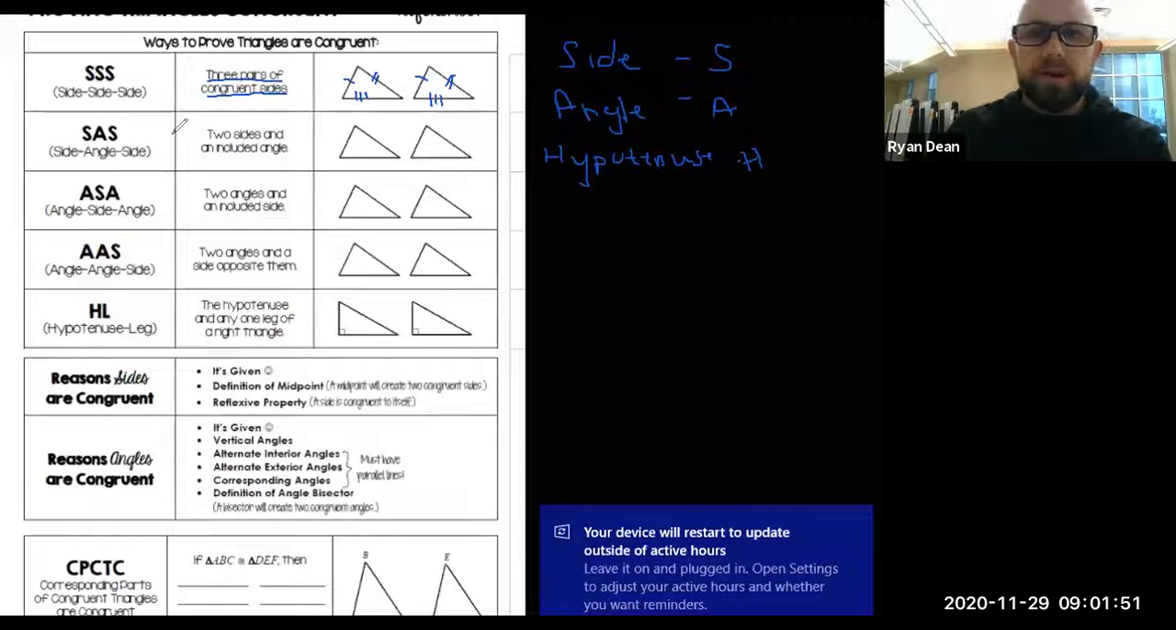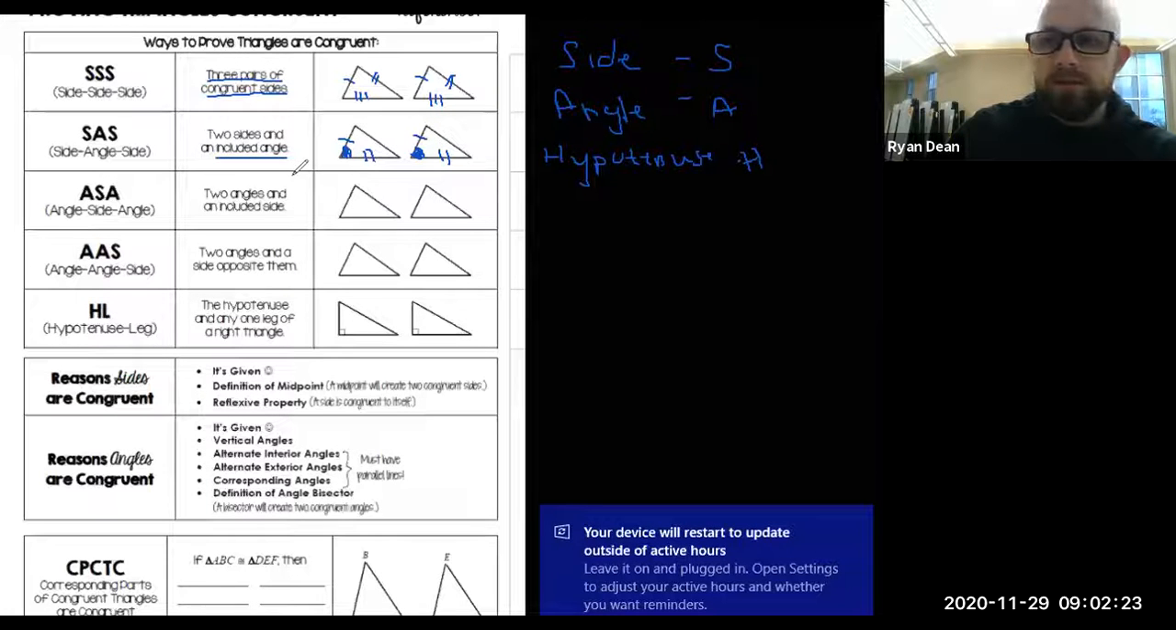The second way, SAS, is we have a pair of sides that are congruent, and then we have an angle, just 1 angle, not 2. We have 1 angle here, 1 angle here. They're corresponding, so they're going to be the same angle. And then we have another pair of sides that are congruent. Okay, so 2 sides and an included angle.